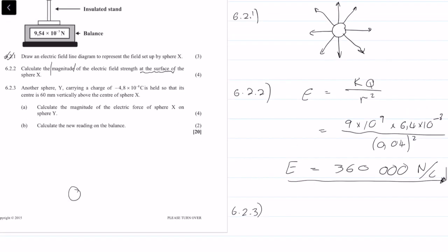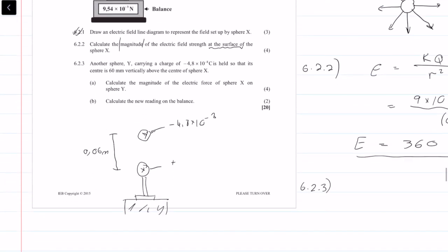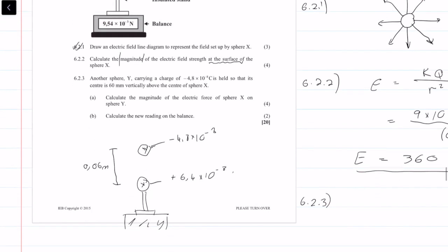So if this is sphere X, and it's on its nice stand. Sphere Y is held, the center distance between them is 0.06 meters, and Y has a value of minus 4.8 times 10 to the minus 8, X has a value of positive, what was the value, 6.4 times 10 to the minus 8 coulombs. So there's a quick sketch of what has happened now.